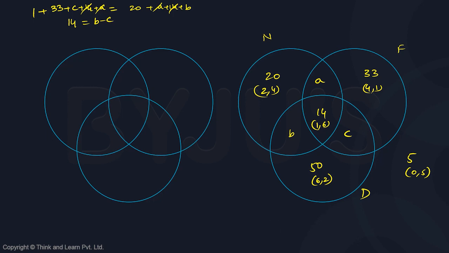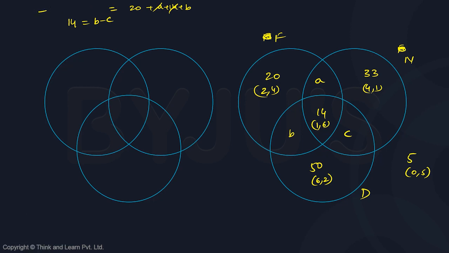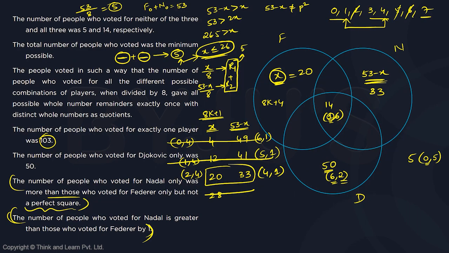Okay, I think I made a small error. This I took as Federer actually, and this was Nadal. So let me just correct myself. I made a mistake with Federer and Nadal, because originally I started with the left hand side circle as Federer and the right hand side circle as Nadal. So I hope you guys remember this. F was on the left, this was F and this was N. So let me go back.